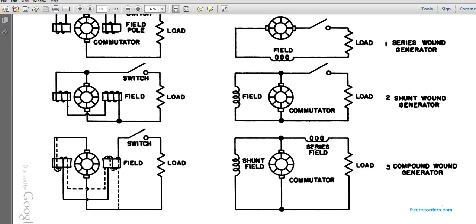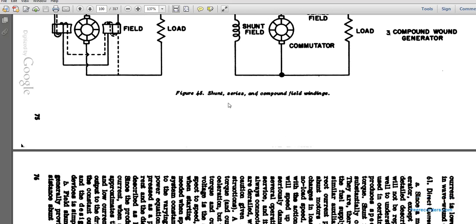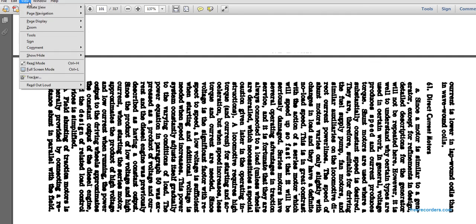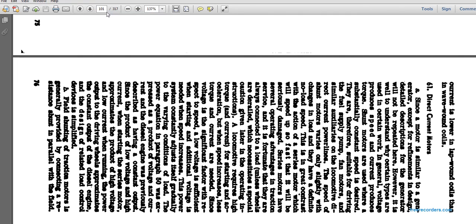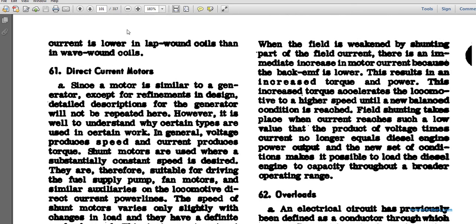It shows the series field load and shunt field in the current without a relay. Or on the side here, you can see it wrapped around with a switch in the loads. Okay, 60: current is lower in lap wound coils than in wave wound coils.